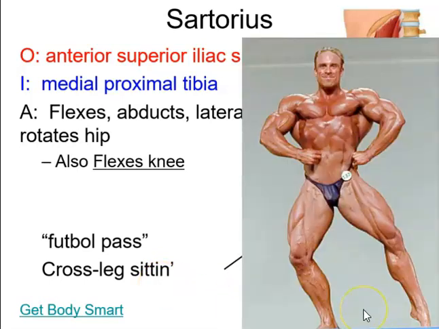So here on this bodybuilder, we can see this long strap-like muscle going from the lateral aspect of the hip to the medial aspect of the tibia. So this muscle right here is the Sartorius muscle, and you can even see it on the other side too, coming from the anterior superior iliac spine to the proximal medial aspect of the tibia.